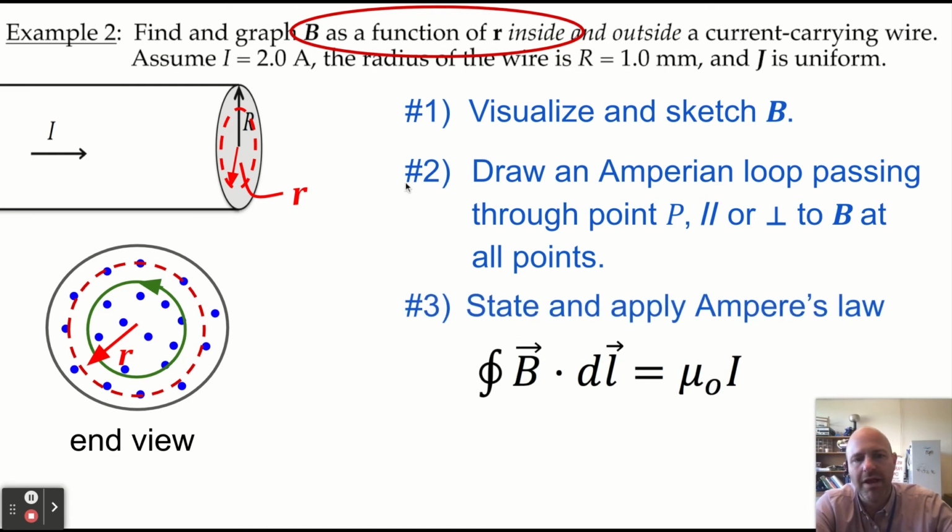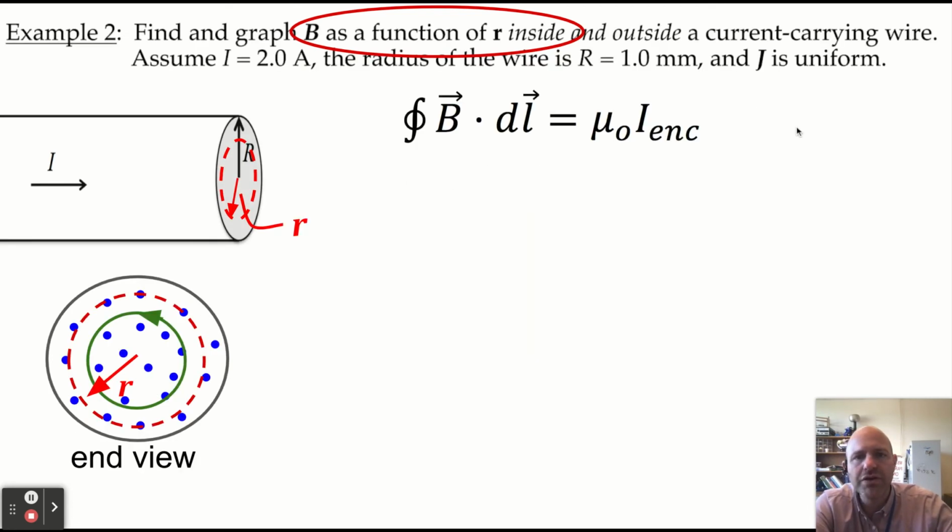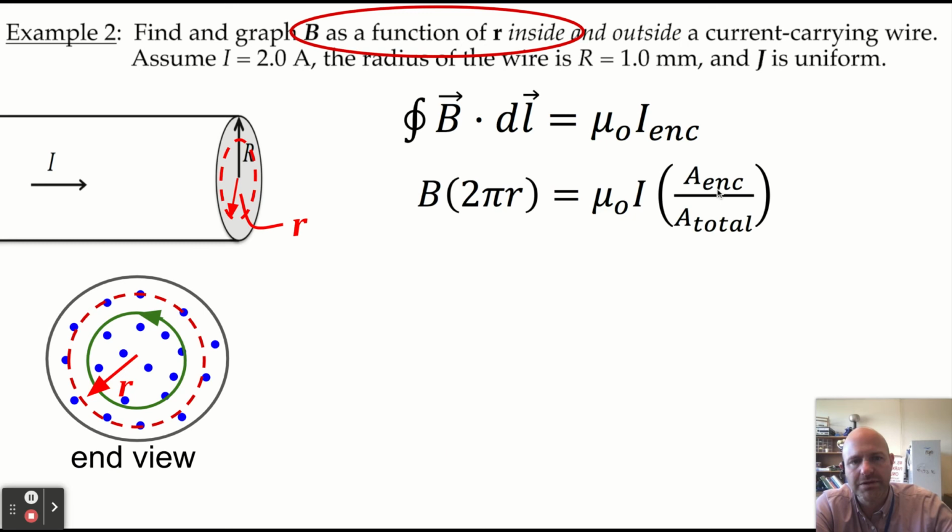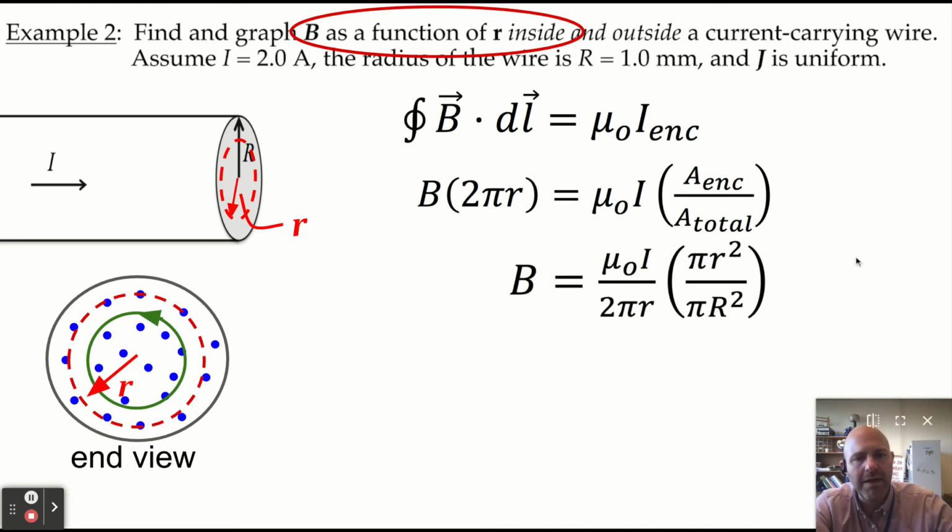Now we can state and apply Ampere's law. In order to do that, we need to think a little bit about what's going on. The area enclosed divided by the area total, cross-sectional area, is how much of the current we get. So that's a way of thinking about this. Then we have I mu naught. That tells us how much current is enclosed. We still have the same B times 2 pi r. We've made the magnetic flux side of the equation very simple. We get mu naught I over 2 pi r, all of those things again.